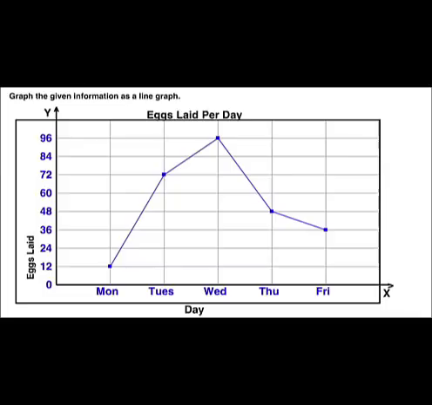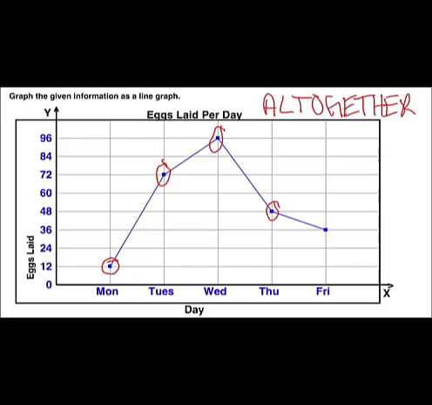Now I want you to think about, what if I asked you how many eggs were laid all together? Every single day on this graph, how many eggs were laid all together? Well, that means we need to know how many eggs were laid each day. So on Monday, 12. Tuesday, 72. Wednesday, 96. Thursday, 48. Friday, 36.